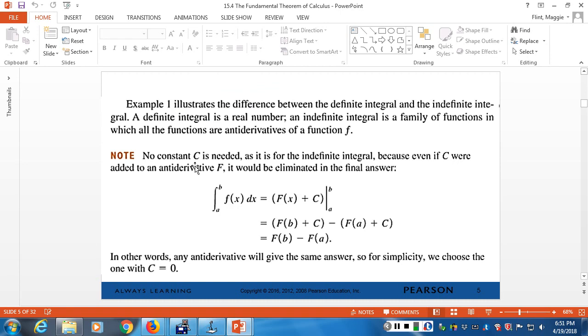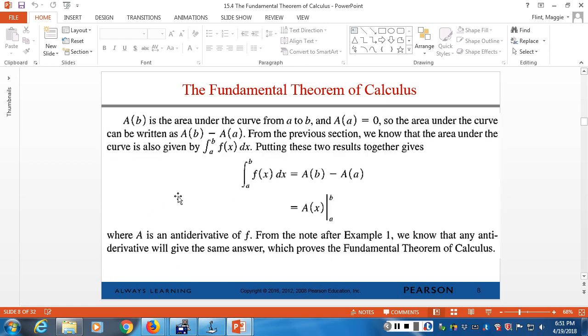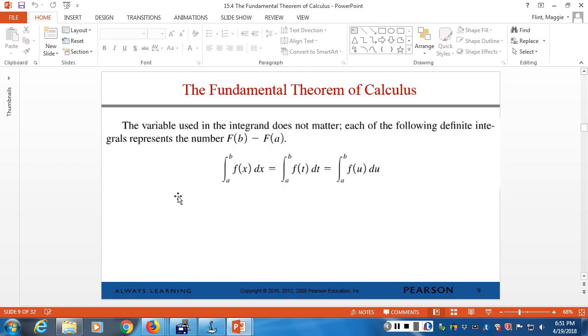So I'm going to skip over quite a bit of this because it just explains why you don't need the constant. And this tries to explain to you what 15.3 was telling you. That's why we did 15.3 instead of doing this, because I think watching that little figure, watching those little rectangles go closer and closer to being actually underneath that curve, all of them, is actually what this is getting at. And this basically says the variable doesn't matter. If you've got a chain rule function, it still works.